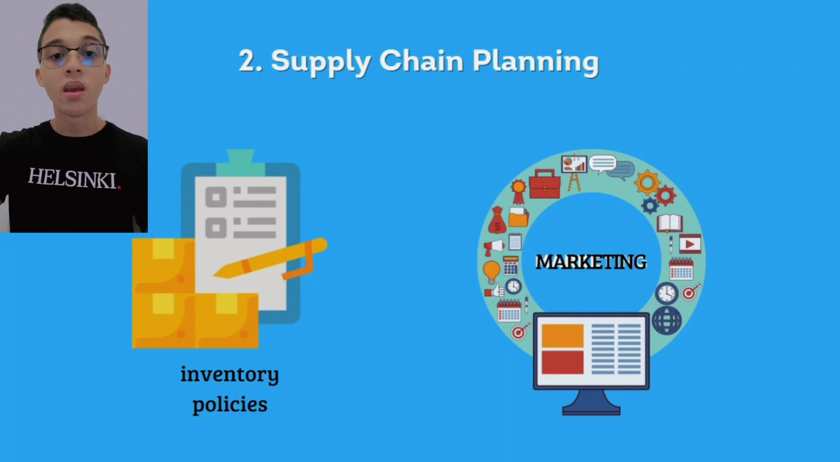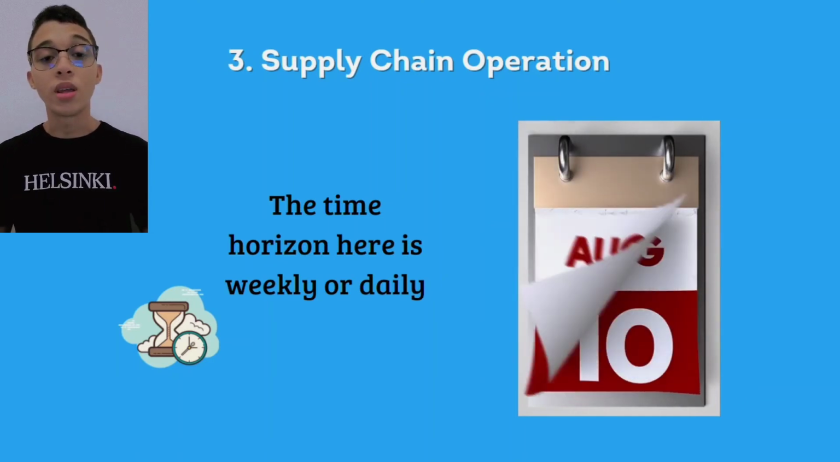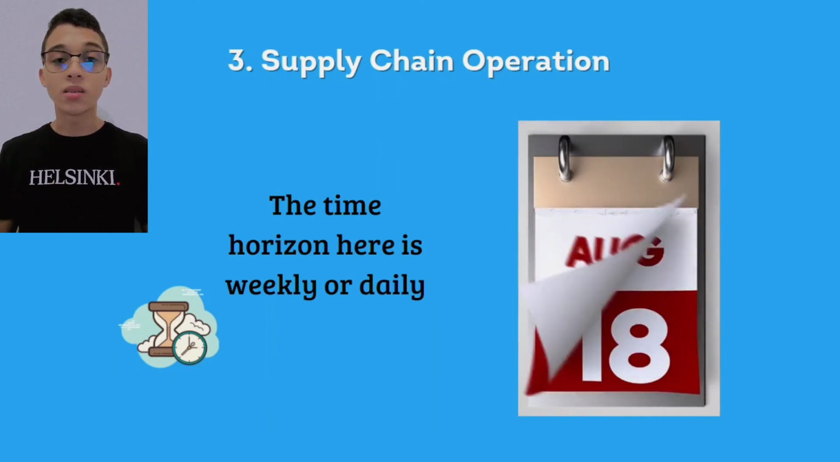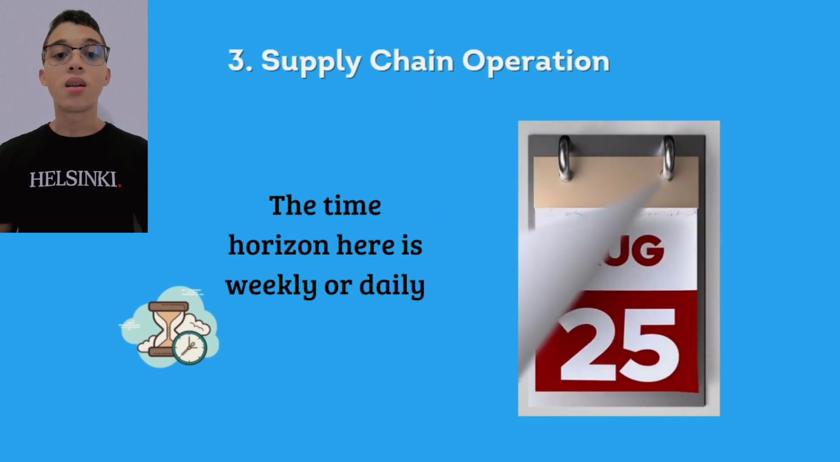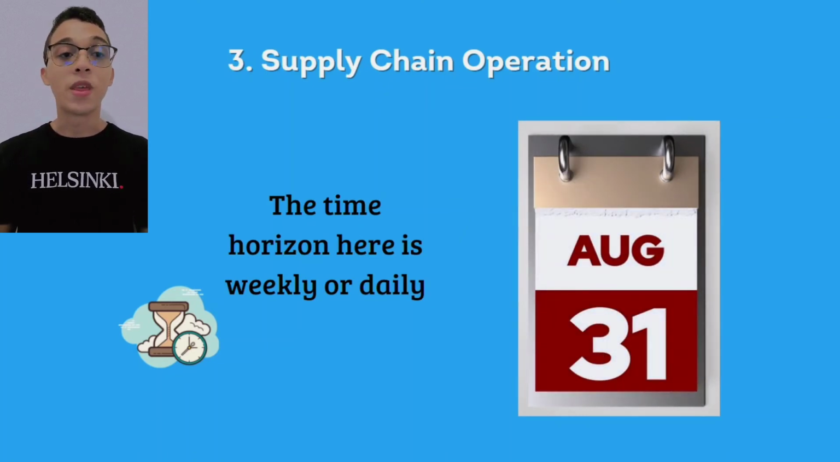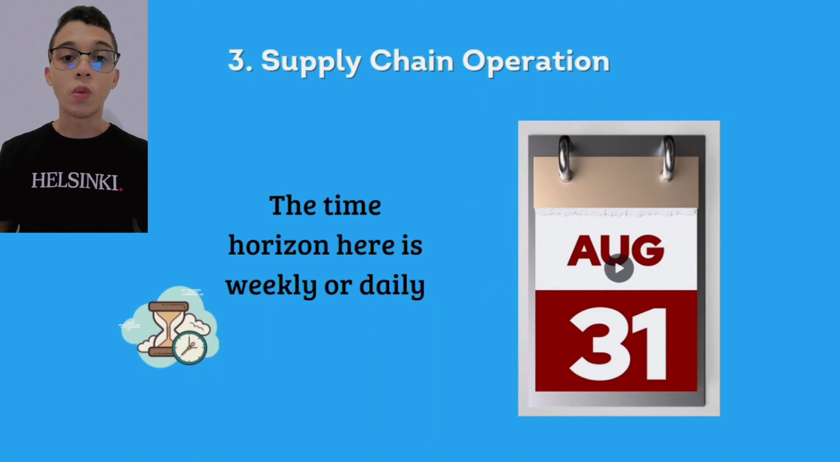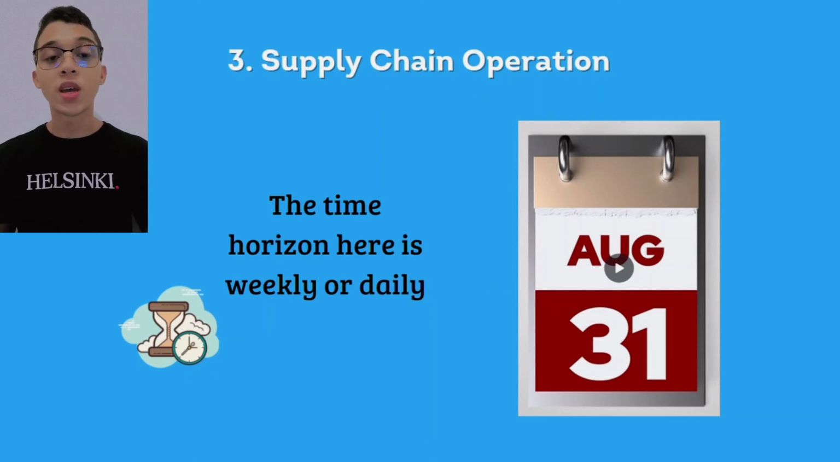And the last one is supply chain operation. The time frame here is weekly or daily. During this phase, companies make decisions regarding individual customer orders. The goal of supply chain operation is to handle incoming customer orders in the best possible way.